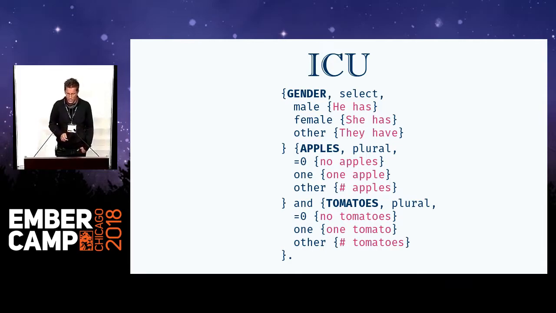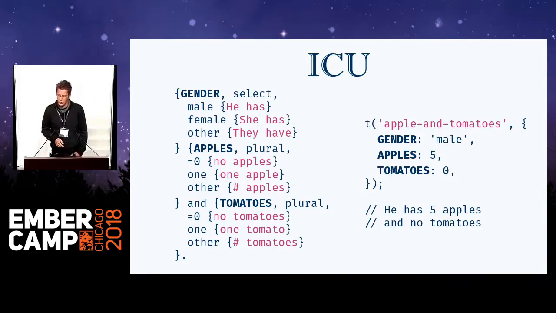And while this looks complicated, it's relatively easy to use. This is just pseudocode. In reality, it looks a little bit different, but in general, quite similar, actually. We basically have a translation helper function. We pass in the key to the translation, and then an object that basically defines all the variables that we put into the translation. So in this case, a male gender, we put in 5 apples and 0 tomatoes, resulting in he has 5 apples and no tomatoes.